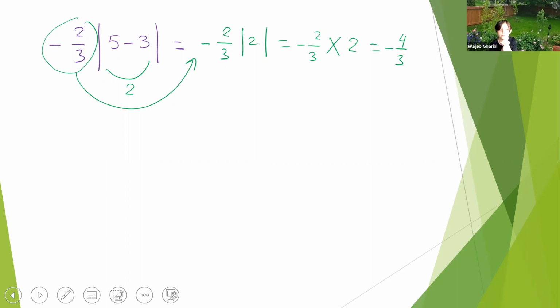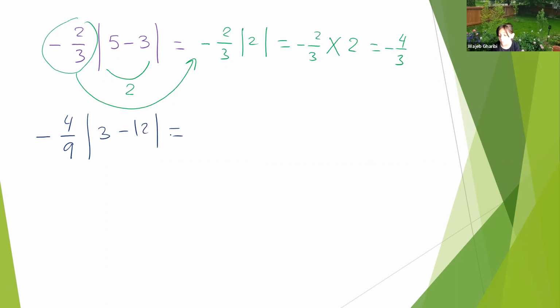One more example. For example, negative 4 over 9, and we have here the absolute value of 3 minus 12, Maria. First, we have to calculate this one. What is 3 minus 12? It is negative how much? Negative 9.